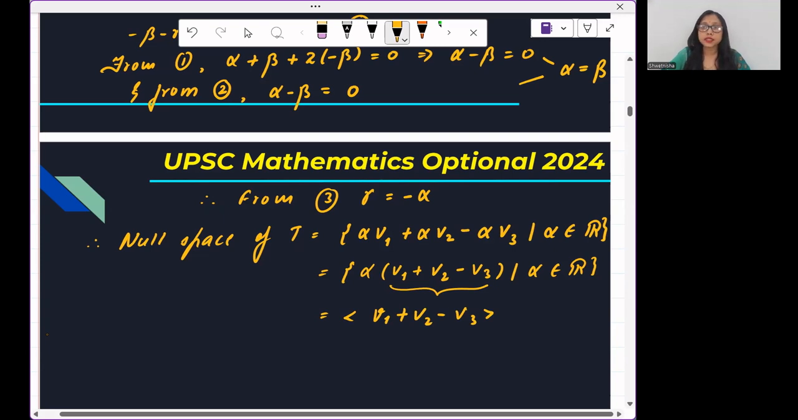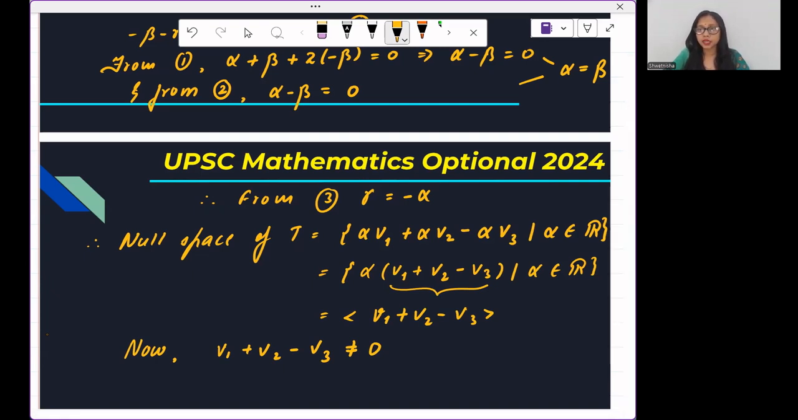I can say that this is the basis only if this is linearly independent. A singleton set is linearly independent if and only if it is a non-zero vector. So what if it is 0? V1 plus V2 minus V3 cannot be 0, because if it is equal to 0, then it's like writing V1, V2, V3 as a linear combination equal to 0. How can a linear combination of them be 0 for non-zero constants? They are linearly independent. Look at the coefficients, 1, 1 and minus 1.